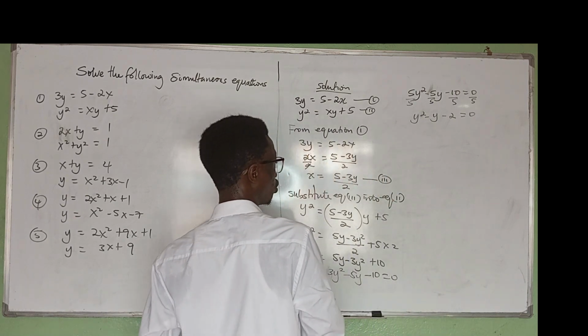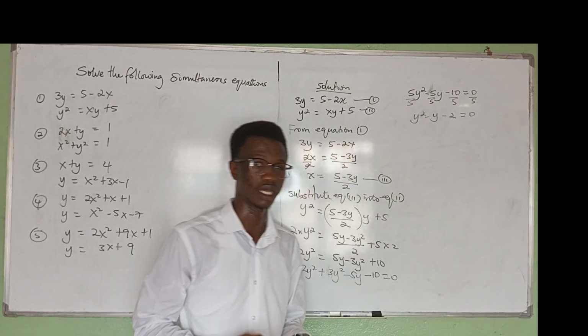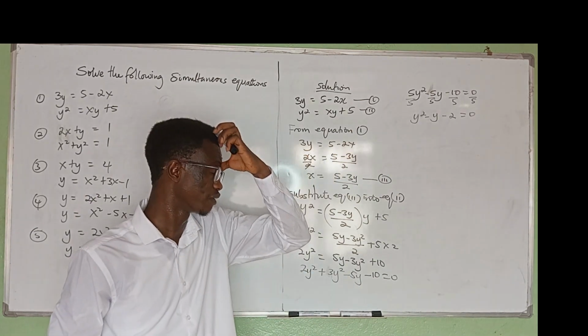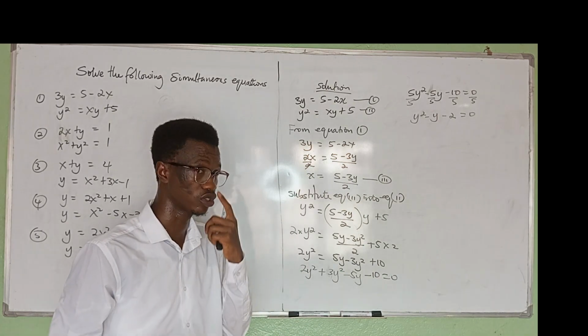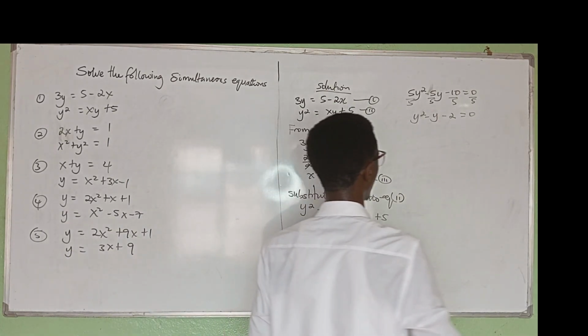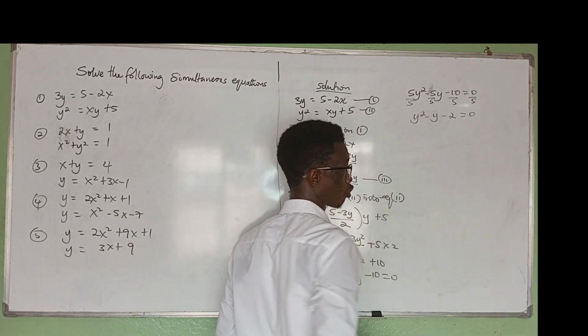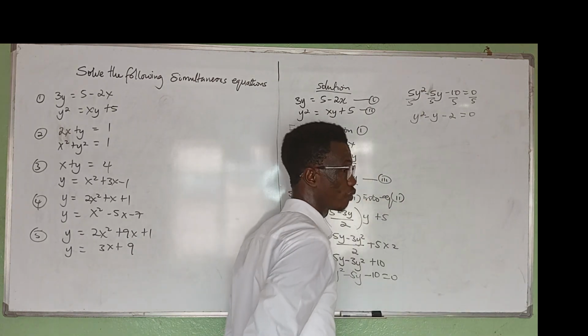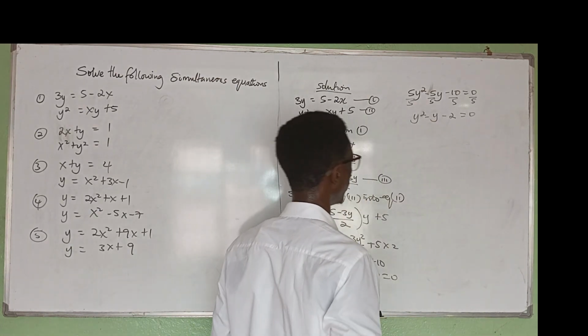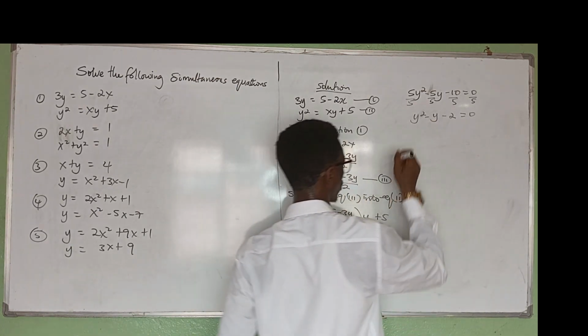If you don't know how to solve using the factorization method, look at my videos as well. We've dealt with solving quadratic equations using the factorization method, formula method, and completing the square method. So when we look at this, we are going to look for two numbers that when we multiply them, we have -2, and if we add them, we are going to have -1. And the two numbers will be -2 and +1.